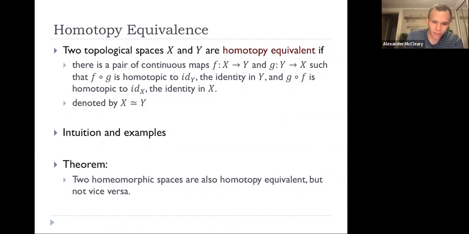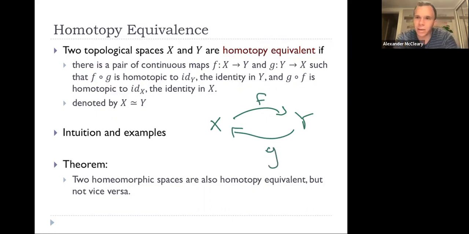So here, F and G are the two maps. What we have is something that looks like this. We have X, we have Y, we have F from X to Y, and we have G from Y to X. If these were a homeomorphism, we would need that F composed with G, so first doing G and then F, would have to be the identity on Y, and we'd need G composed with F, so first doing F and then G, to be the identity on X. That's what it means to be an inverse.